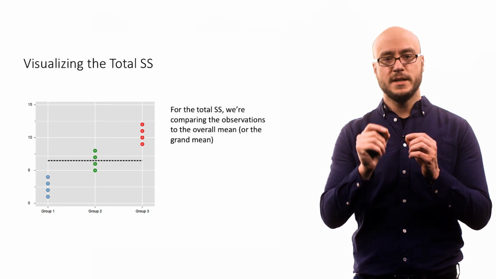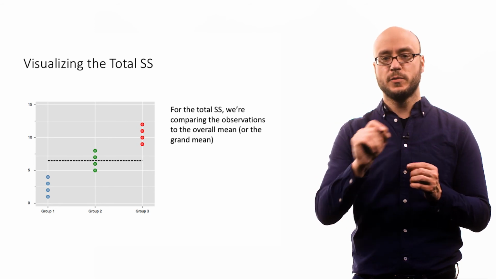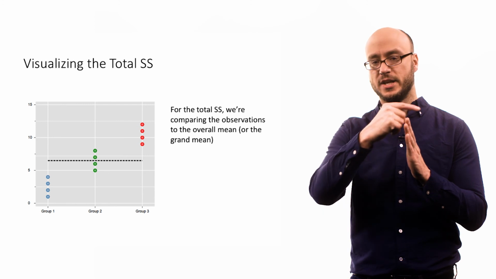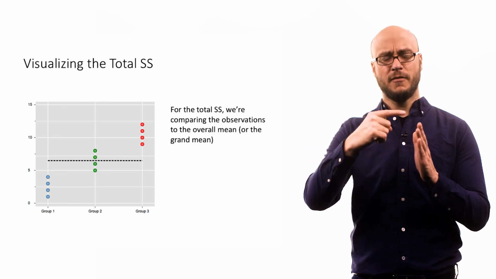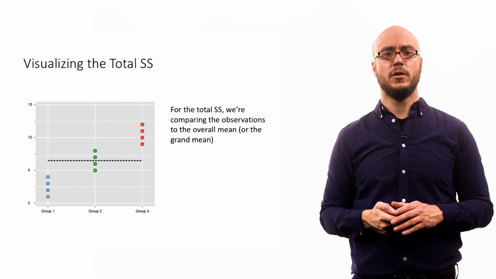The important point here is that for each observation, for each one of those dots, we're comparing those values to that overall or grand mean. We're saying how far off is each individual from that overall or grand mean.